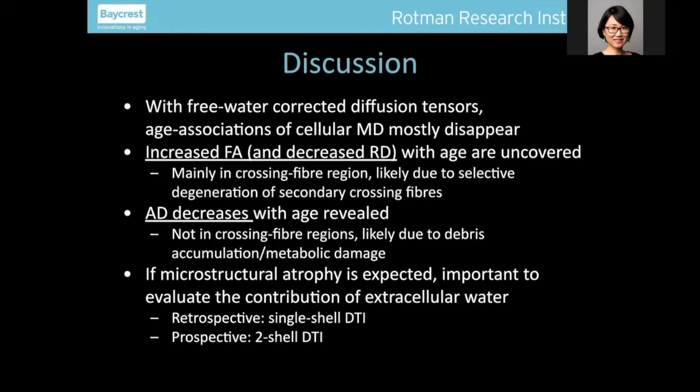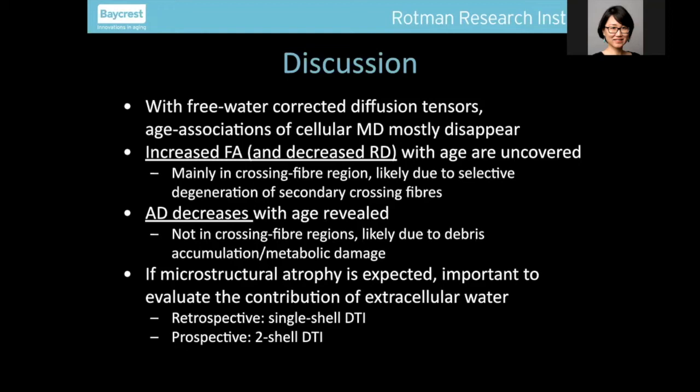And axial diffusivity decreases with age, but not in the crossing fiber regions. We expect in crossing fiber regions it's the other way around. So a lot of things are kind of turned on their heads when we have crossing fibers. This is something that we should all remember.